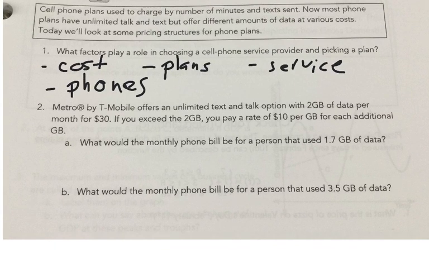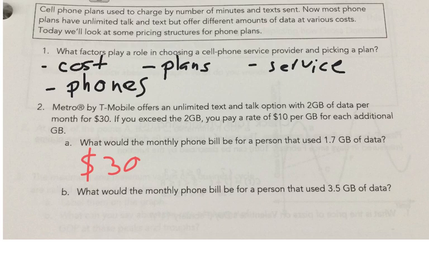Okay, number 2. Metro by T-Mobile offers an unlimited text and talk option with 2 gigs of data per month for $30. If you exceed 2 gigs, you pay a rate of $10 per gig for each additional gig. So what would be the monthly phone bill for a person that used 1.7 gigs of data? $30. Is everybody good with that?